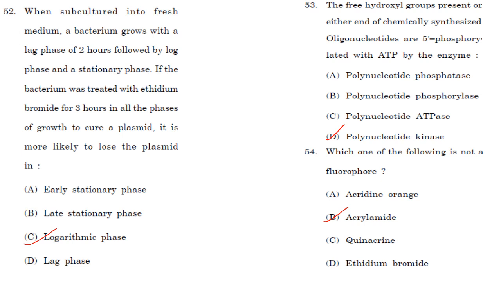The free hydroxyl group present at either end of a chemically synthesized oligonucleotide is 5' phosphorylated with ATP by the enzyme polynucleotide kinase. Kinase is for addition of phosphate groups. Then next one. Which of the following is not a fluorophore? Acridine orange, acrylamide. Acrylamide is not a fluorophore. Answer is B.